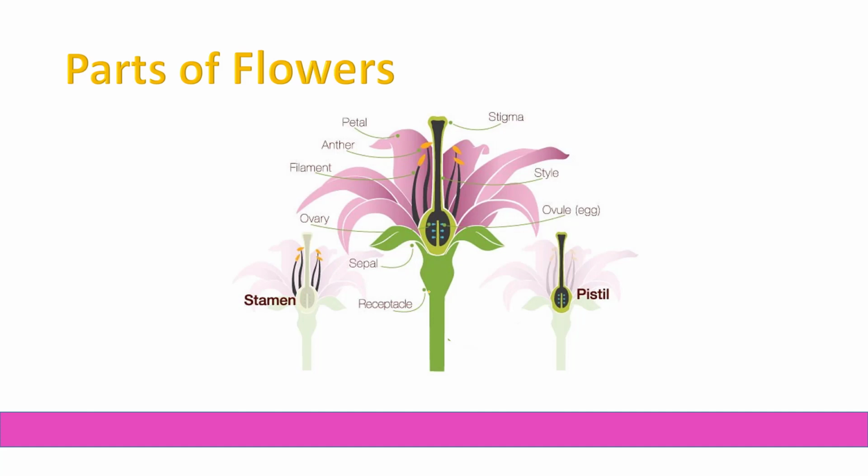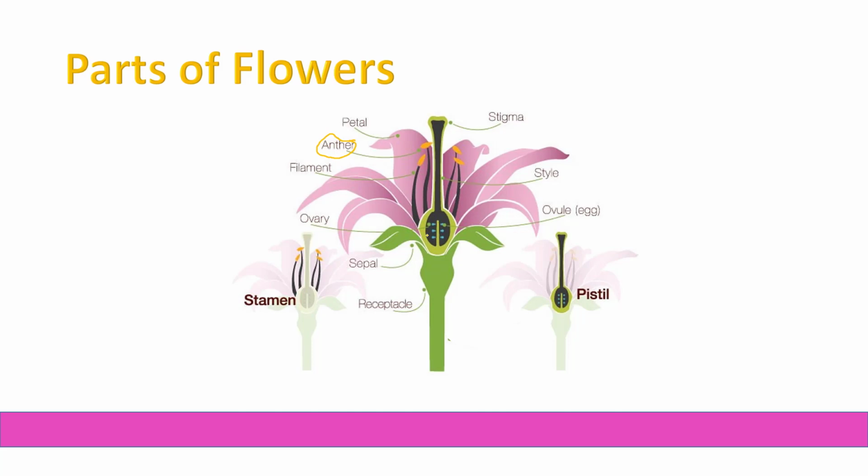This one is a more detailed diagram, so it can give you more detailed information. Now the outer parts, these sepals, are part of the calyx which we discussed. Then you have these petals, which are part of the corolla. And then you see these filaments with the pollen grain. This is the anther, and it contains the pollen grains. These male reproductive parts are called stamen.